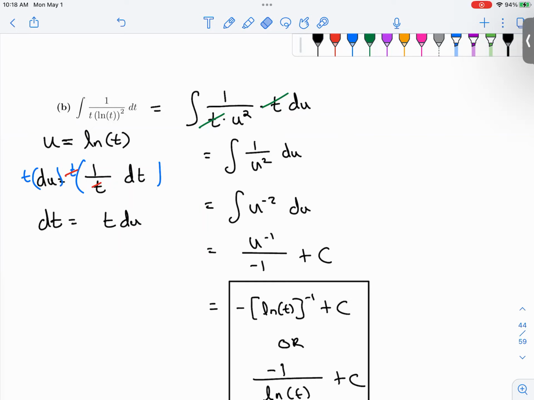So then you get du is equal to 1 over t dt. You want to solve for dt. So you need to get rid of that 1 over t. The best way to do that would be to multiply both sides by t. So you get dt is equal to t du. I just like to switch it, but you can keep it the same. You can keep t du is equal to dt. However you want to do it is fine.